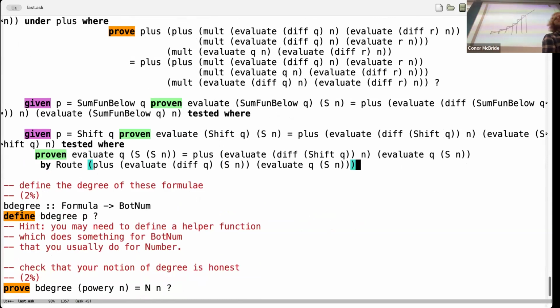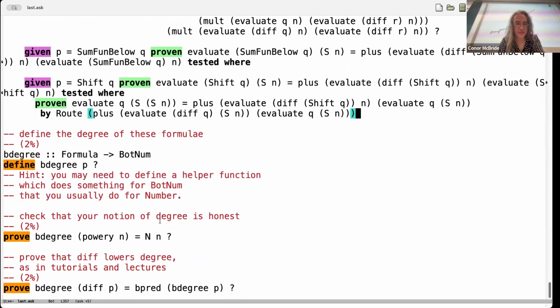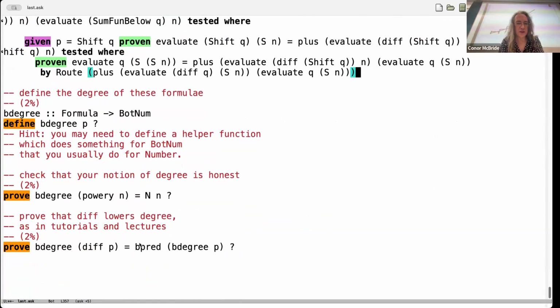Okay, what's next? Good question. I wonder how much more of this we ought to do. Except to say that we're interested in defining this notion of degree, and it is exactly the same as the notion of degree that we had in the relevant tutorial.